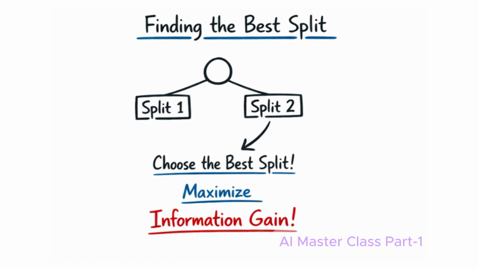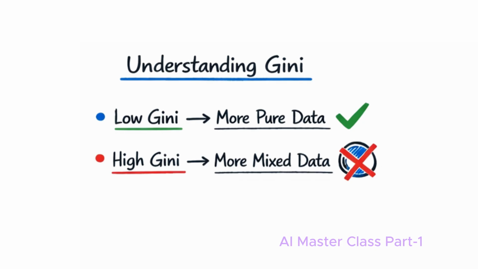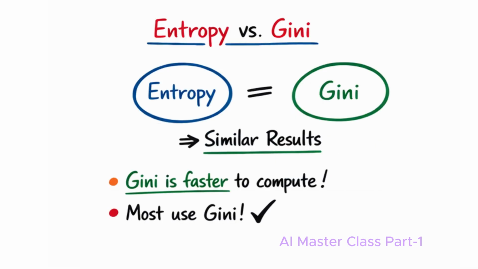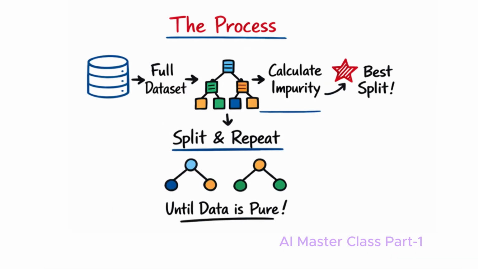Now let's talk about Gini. Gini is another way to measure impurity. Just like entropy, it also tells us how mixed the data is. Lower Gini means more pure data and higher Gini means more mixed data. In practice, both entropy and Gini give very similar results. The only difference is that Gini is slightly faster to compute. That is why most implementations use Gini. So now if we connect everything together, the process looks like this. We start with the full data set. We try different possible splits. Then for each split, we calculate impurity. Then we choose the split that gives the most pure groups. Then we repeat this process on each group again and again until the data becomes sufficiently pure or we decide to stop.